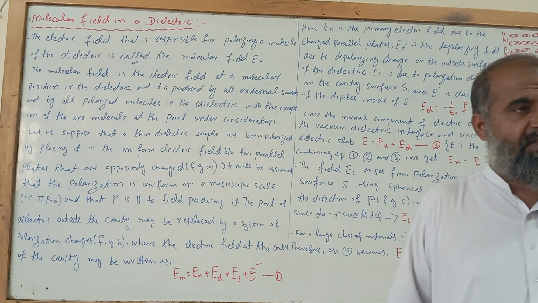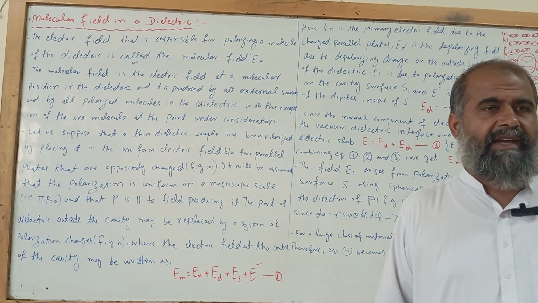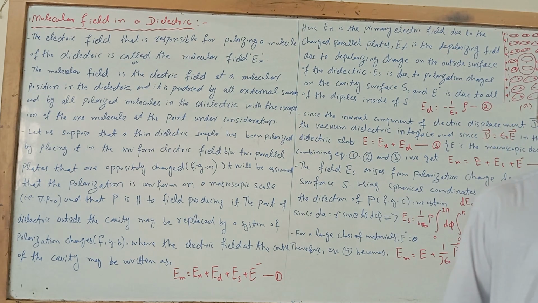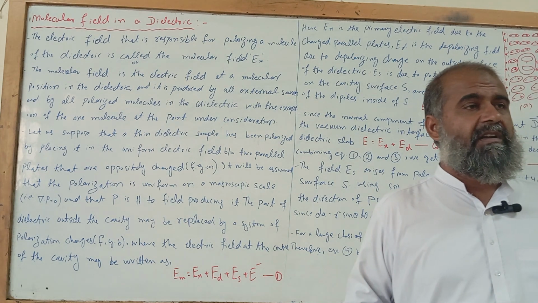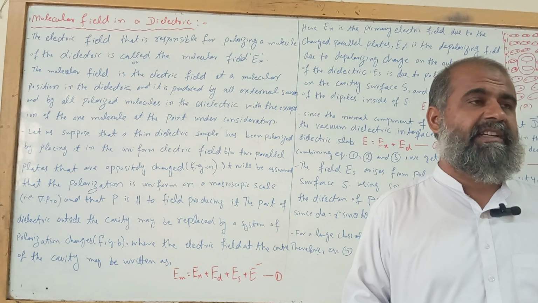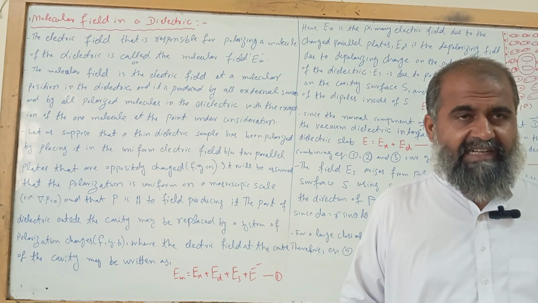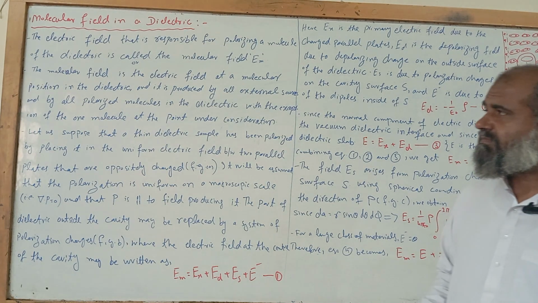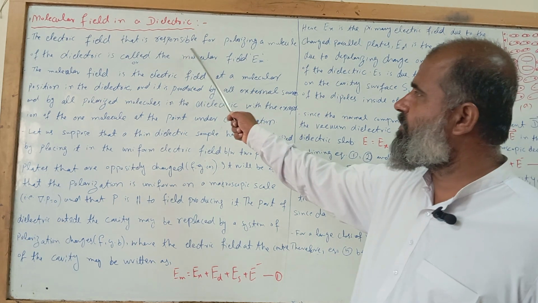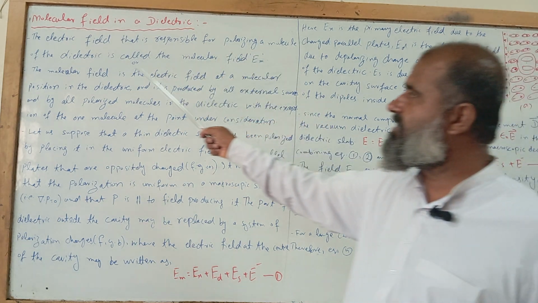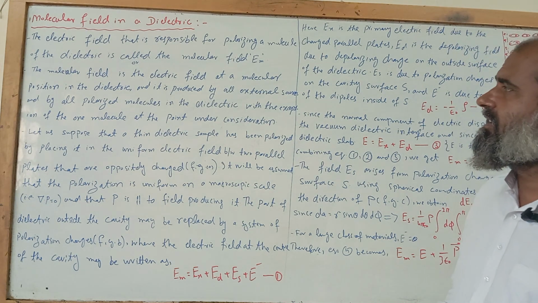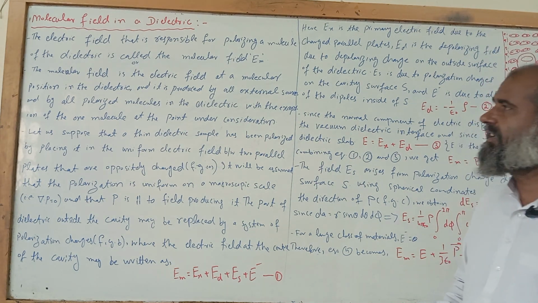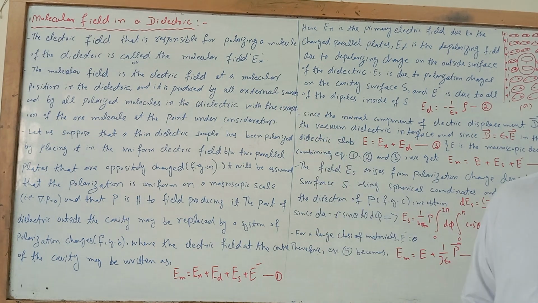We will consider a specific point inside the material, and we will see the effect of different electric fields that are produced inside the material due to external electric fields and inherent electric fields of the molecule as well. Then the electric field that is responsible for polarizing a molecule of the dielectric is called the molecular electric field, EM. So this is the basic definition of the molecular electric field.